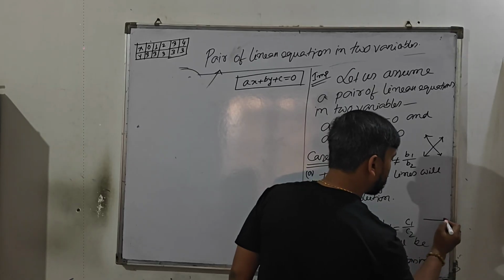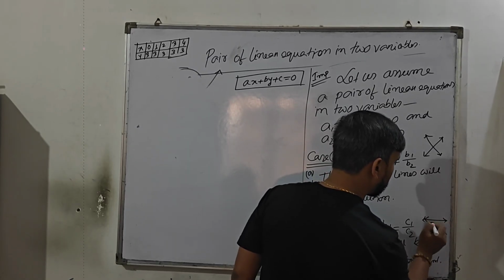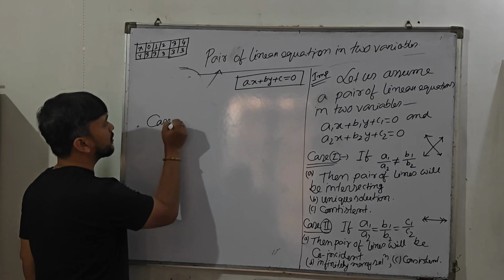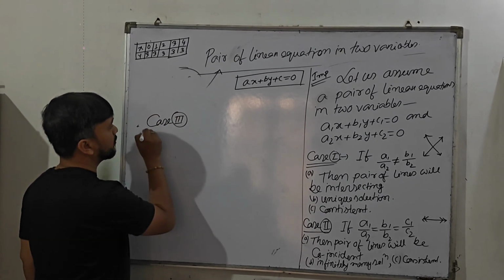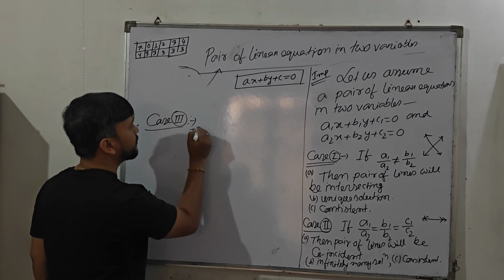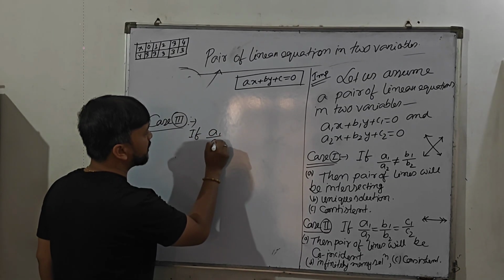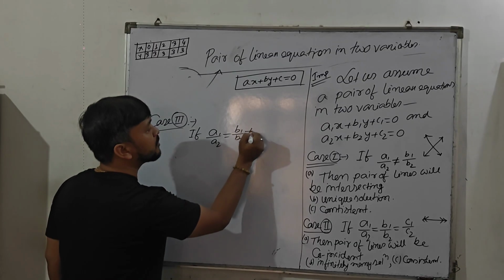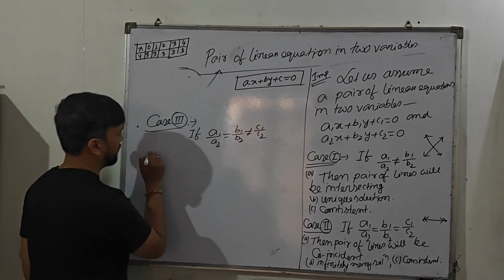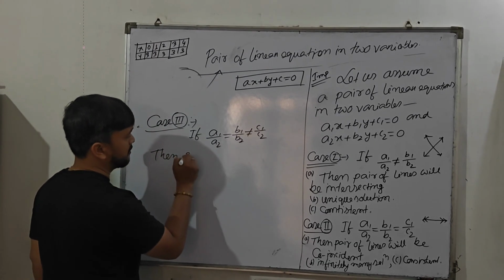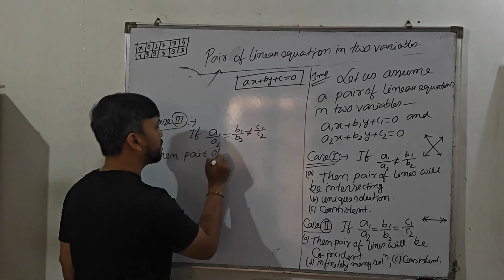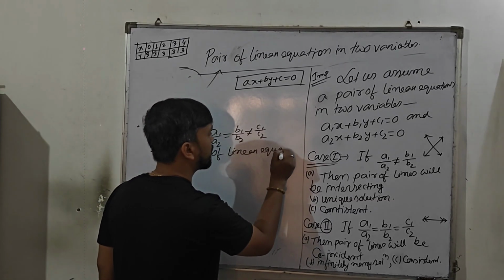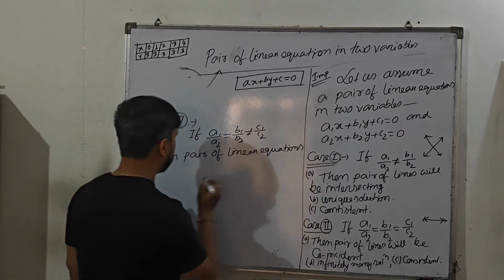Get to this one. Case 3. If a1 by a2 is equal to b1 by b2 is not equal to c1 by c2, then usual actions.